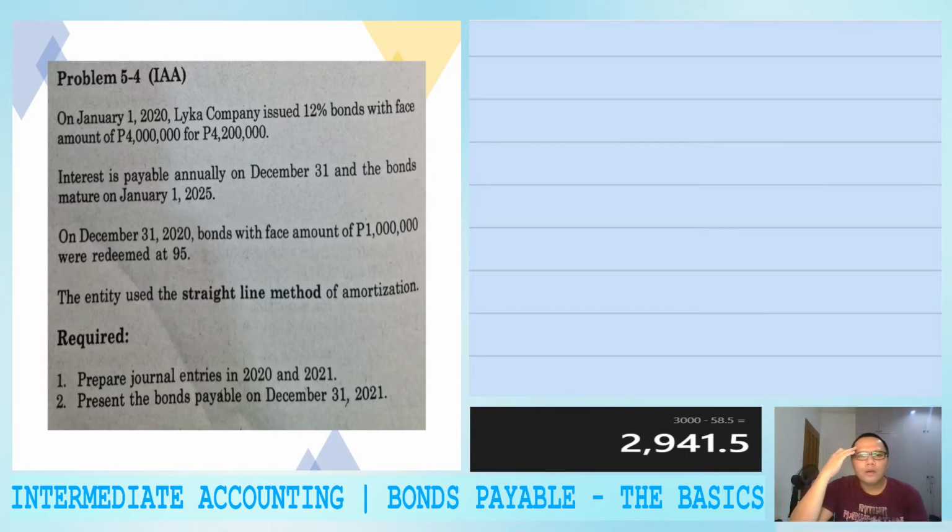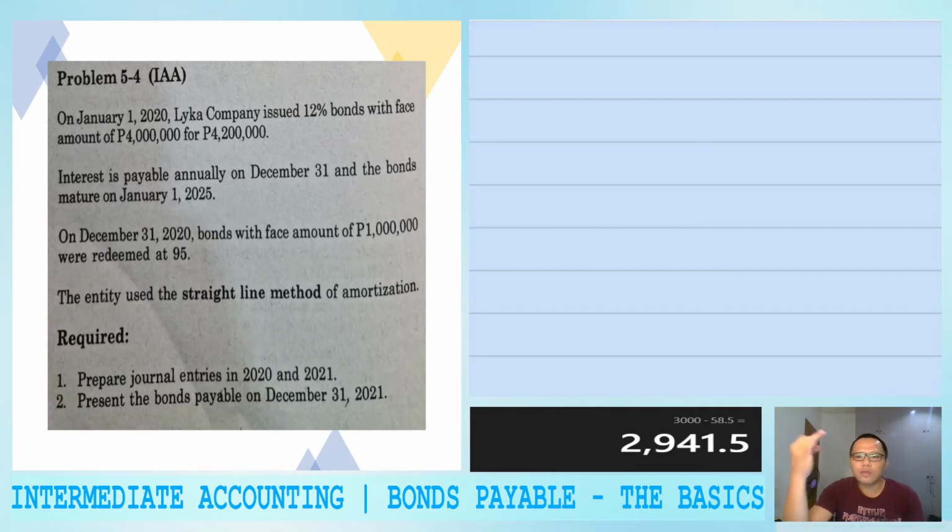Okay. Like a company issued 12% bonds with face amount of 4 million for 4.2. Obviously, 4 million yung face amount issued for 4,200,000. So this is issuance of bonds with a premium. Interest payable annually, December 31, and the bonds mature on 2025. So from 2020, 21, 22, 23, 24. Okay. I included the first year, so I exclude the last year. So that is 5 years.